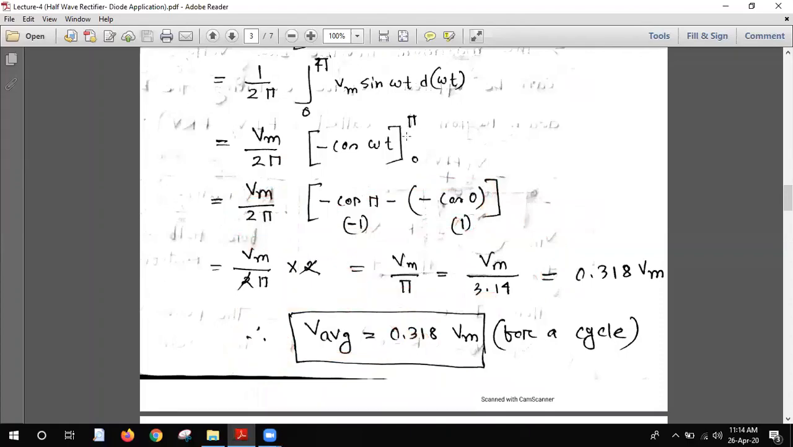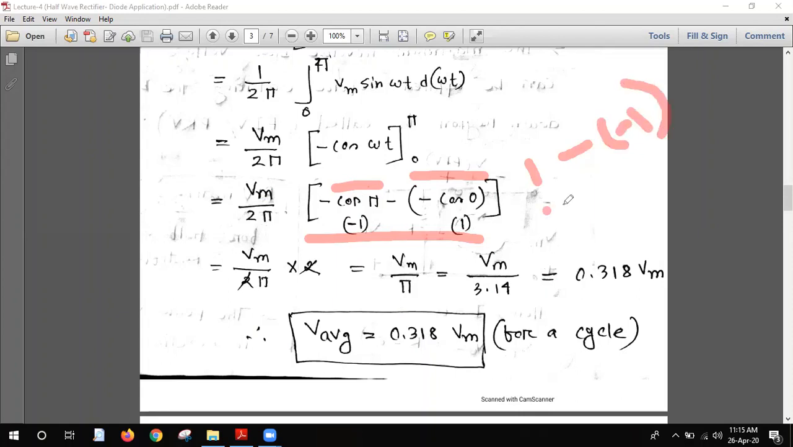So next, just apply the limit in the cos. So cos pi minus cos zero. Now if you place the value in the calculator, cos 180 degrees is minus one, and cos 0 degrees is one. So if you calculate this value, it becomes 1 minus minus 1, so basically that is 2.